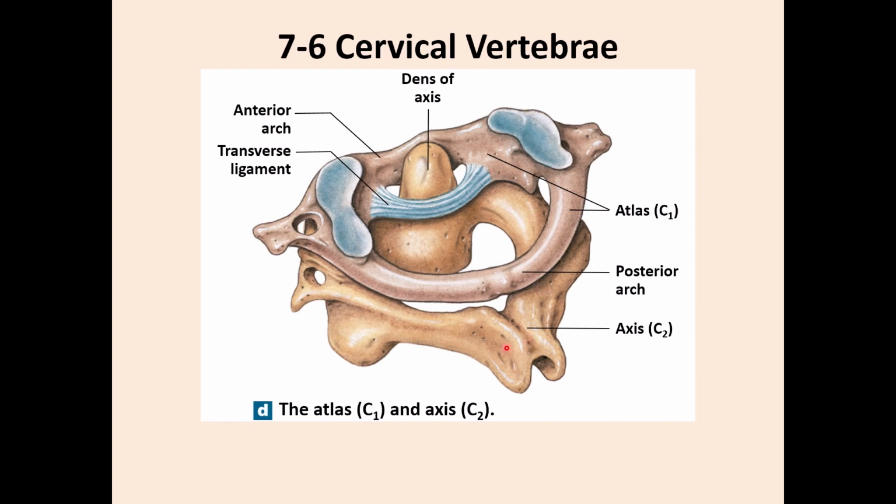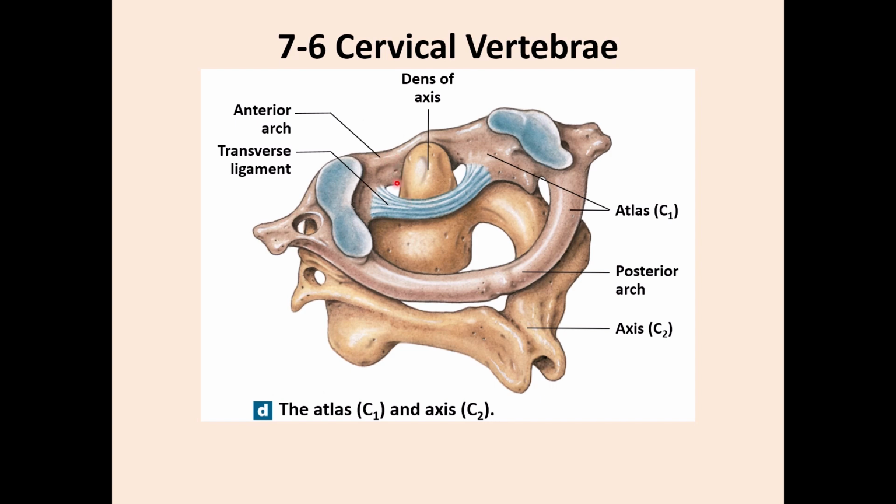So the axis, this is the axis, and the C2, it has the vertebral body. And the vertebral body has this bony projection that's called the dens of axis. So the dens of axis is located posterior to the anterior arch of C1. And also there is the transverse ligament that is located behind the dens.